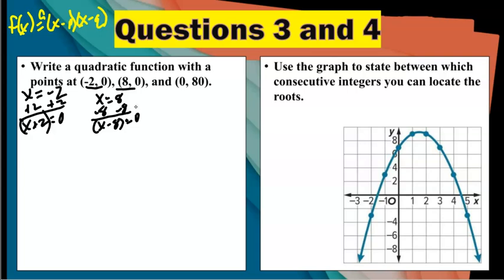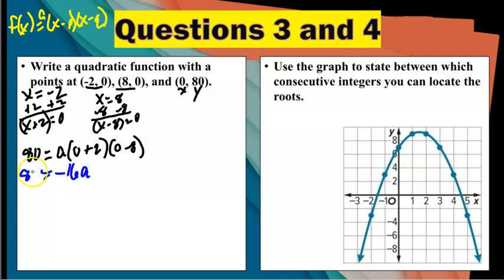We need to find our a, our dilation, and that's where this third point is. This is our x and our y. So if I put 80 equaling a times my x coordinate, 0 plus 2, times 0 minus 8. And let's simplify that. So 0 plus 2 is 2. 0 minus 8 is -8. So 2 times -8 times a is -16a equals 80.